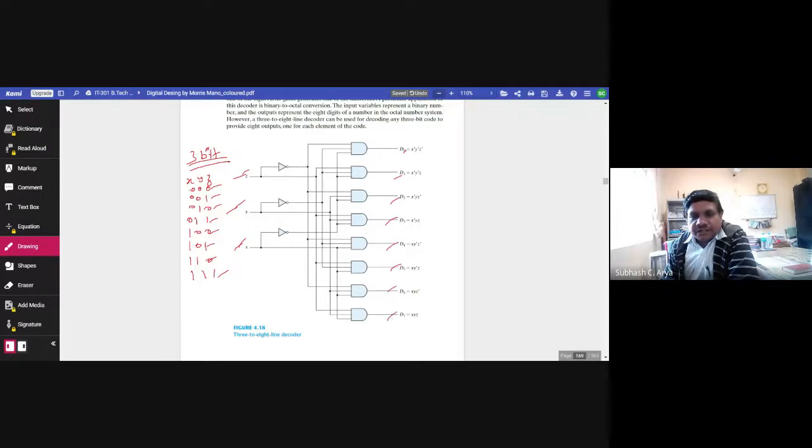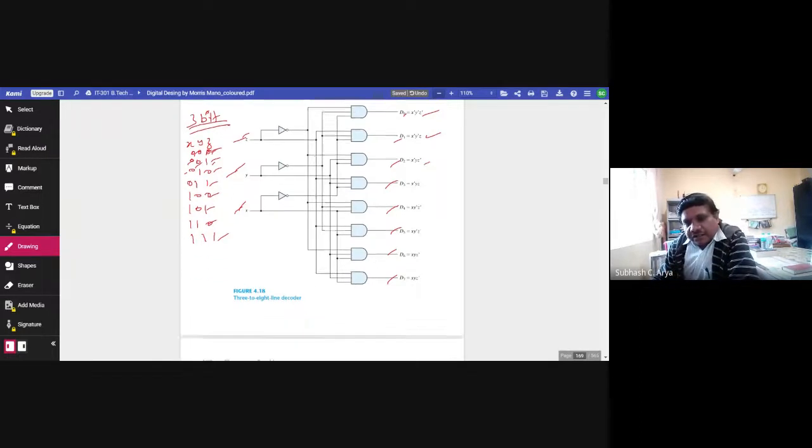You see, the first output is nothing but X bar, Y bar, Z bar, which is written here. The second one is X bar, Y bar, Z. The third one is X bar, Y, Z bar. We have to just take these outputs from this AND gate. So you can realize the circuit this way.